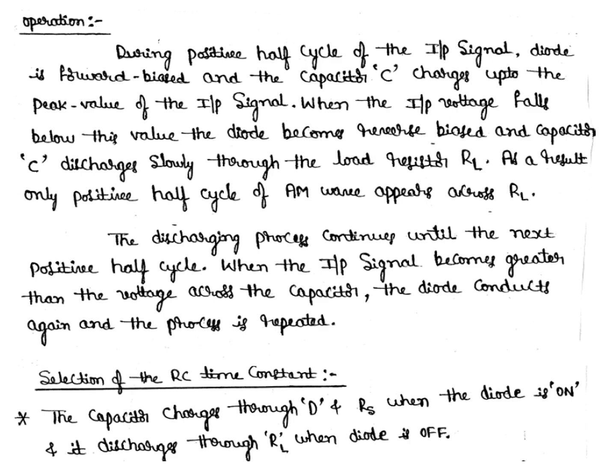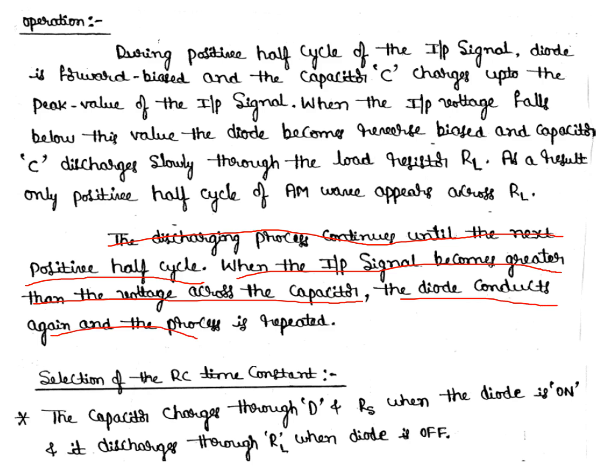The discharging process continues until the next positive cycle, when the input signal becomes greater than the voltage across the capacitor. The diode conducts again and the process repeats. It means that once discharging is initiated, it goes on until the diode voltage is greater than the capacitor voltage. In the next positive cycle, the diode voltage becomes more than the capacitor voltage, so the diode turns on and the capacitor starts charging again.